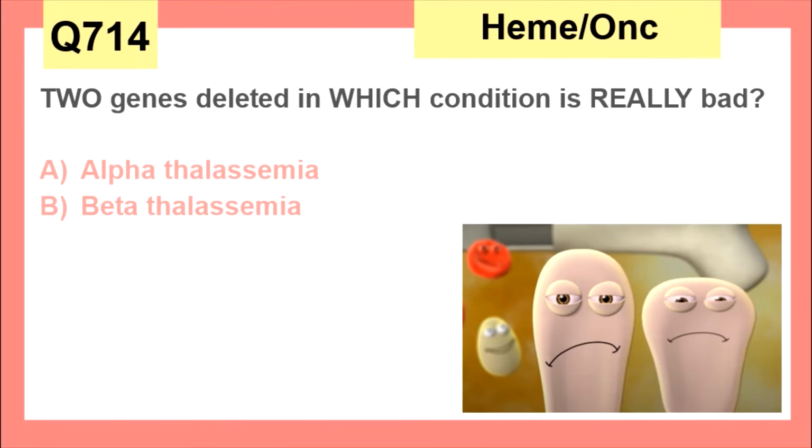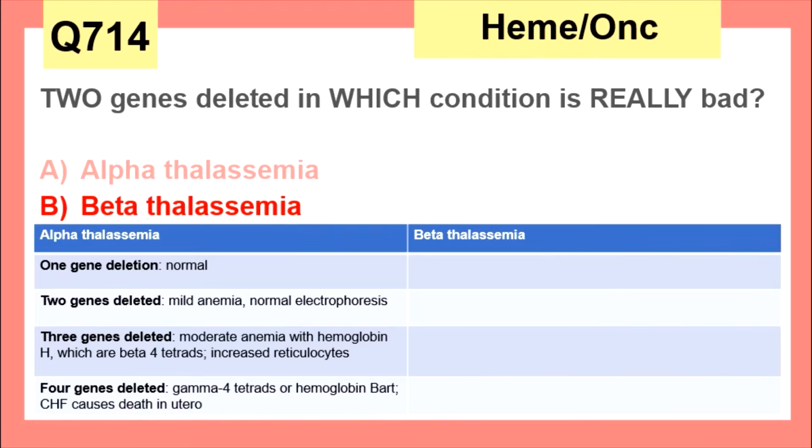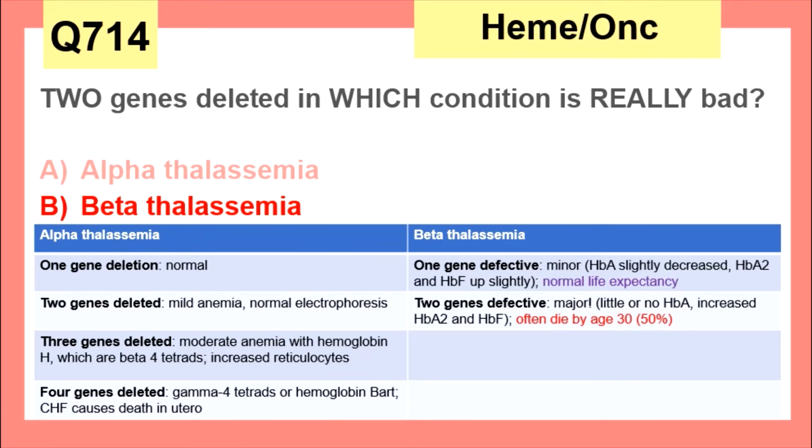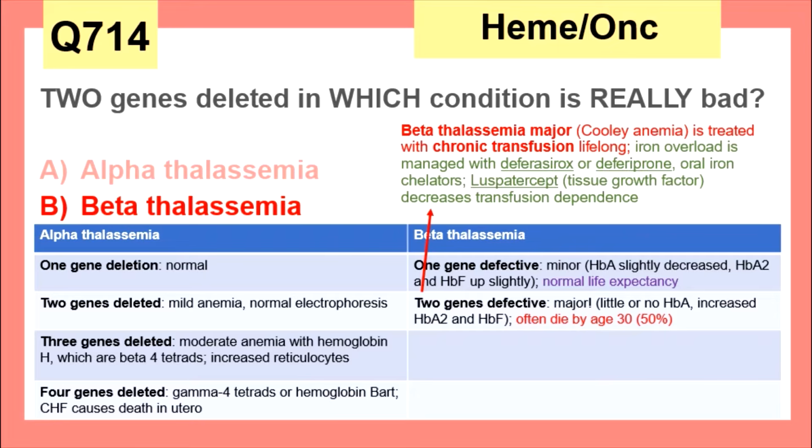Question 714. 2 genes deleted in which condition is really bad, alpha or beta? So beta is 2, so beta 2 is really bad. If we recall alpha thalassemia and beta thalassemia, I just wrote a note over here that in beta thalassemia major, where 2 genes are defective, patients often die by the age of 30. And since they're getting these chronic transfusions, they have to get iron chelators.